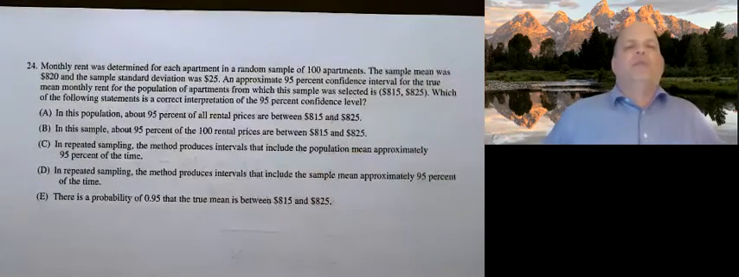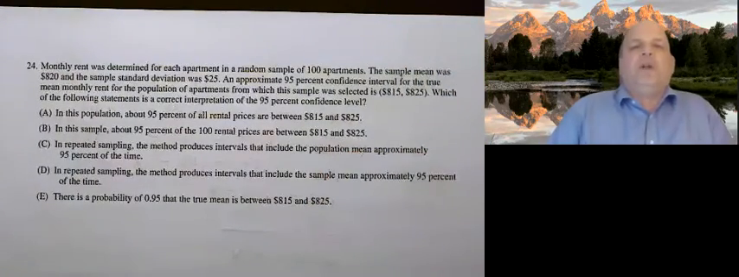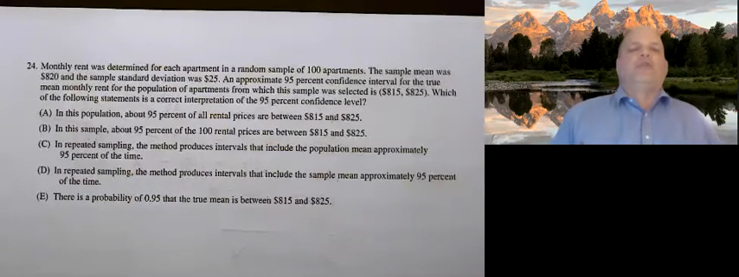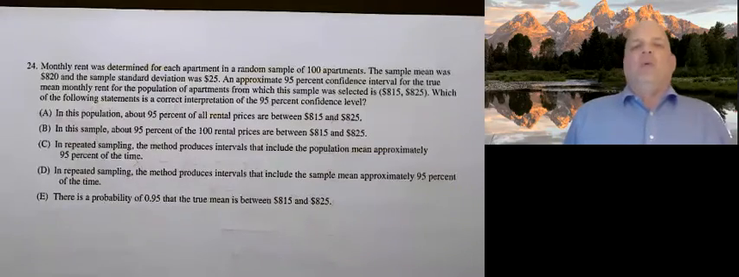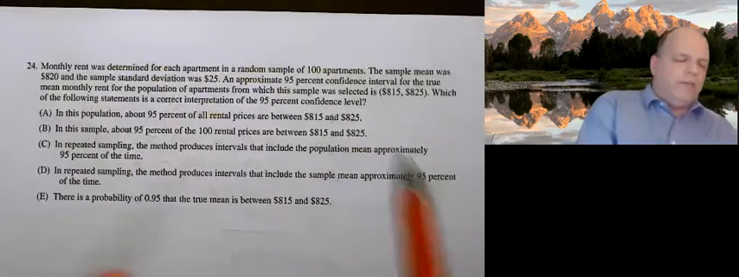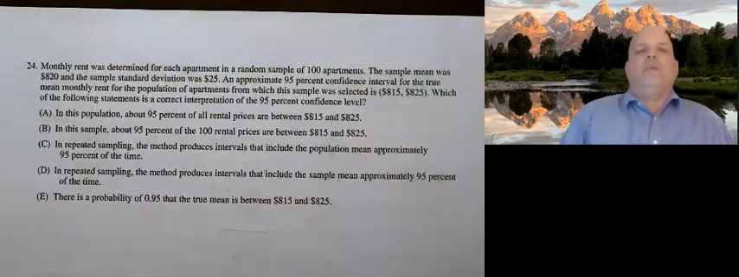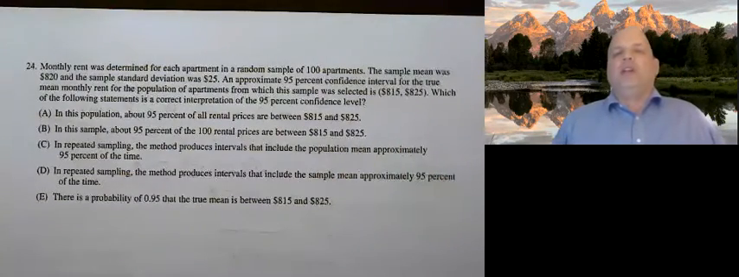Monthly rent was determined for each apartment in a random sample of 100 apartments. The sample mean was $820 and the sample standard deviation was $25. An approximate 95% confidence interval for the true mean monthly rent for the population from which the sample was selected was $815 to $825. Which of the following statements is a correct interpretation of the 95% confidence level?